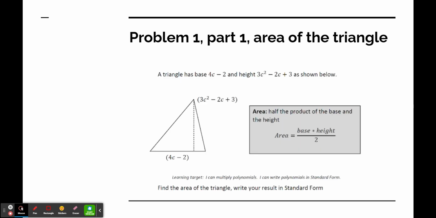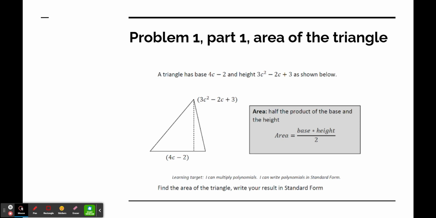So your first problem you should get handed out. We're finding the area of this triangle to start with, and then there's more where we're classifying down below. So we have two dimensions for this triangle. The 4c minus 2 is called the base, and the 3c squared minus 2c plus 3 is the height. So the area for a triangle, if you don't remember, is in that box to the right, half the product of the base and the height.